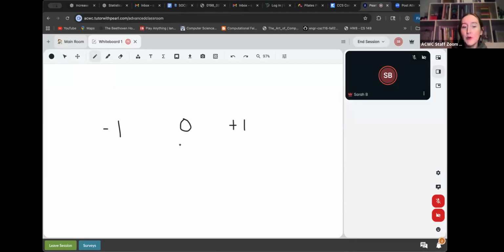Right, so 0 means there's no relationship. +1 means we have a super strong relationship where it's either both going up or they're both going down. It just has to do with the direction. If we have a -1, that's also a super strong relationship. It's just the arrows are going in different directions, right?